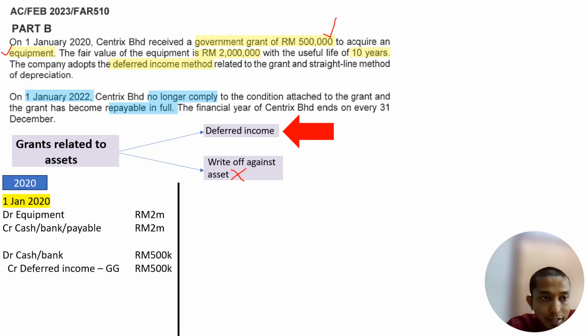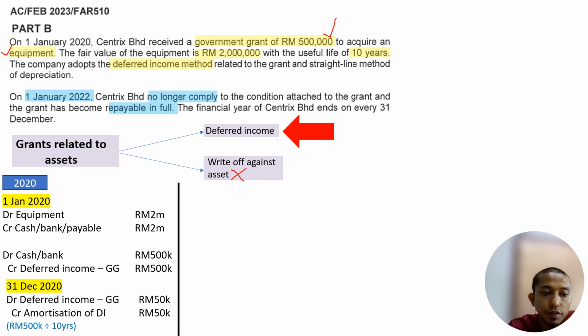So anything else happening in year 2020? No. Therefore, we just proceed to the end of the year and do the amortization of the deferred income. The deferred income of 500,000 divided by 10 years gives 50,000 per year. So debit deferred income 50,000, and credit amortization of deferred income 50,000. Again, amortization of deferred income is our income or revenue.